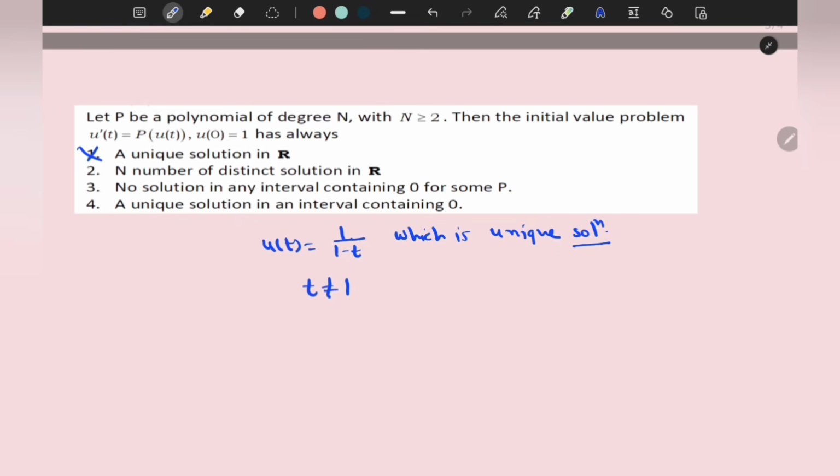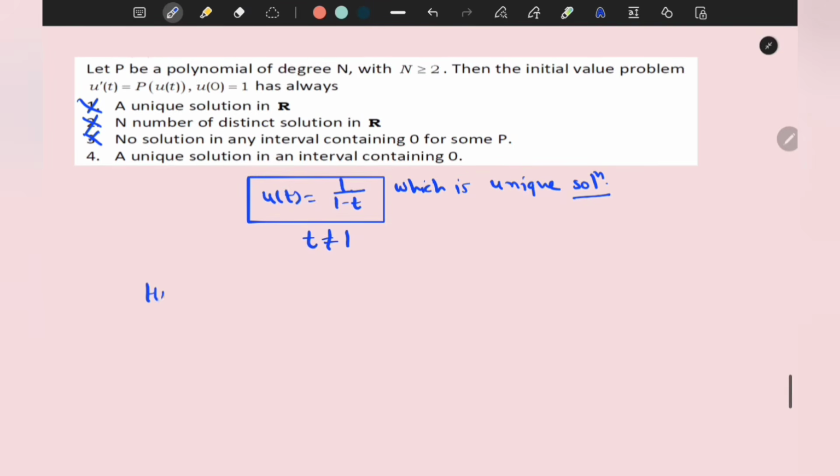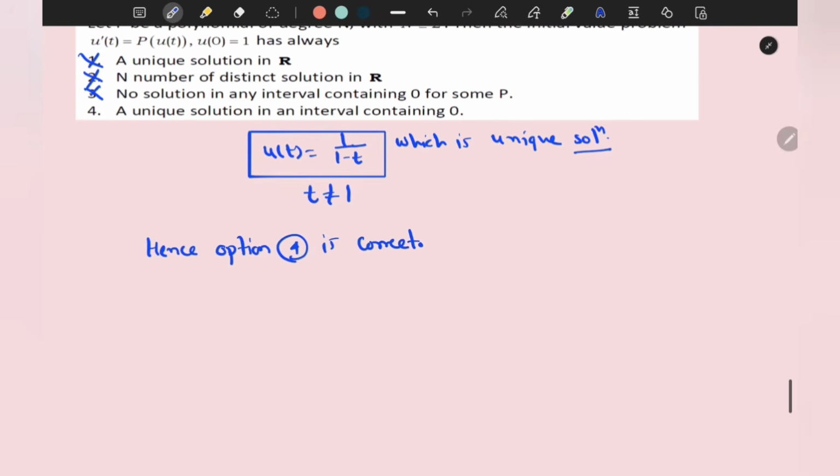N number of distinct solutions? No, there is only one solution. No solution in any interval containing 0? There is indeed a solution, which is u(t) = 1 upon 1 minus t. So there exists a solution, so option 3 will not be correct. Hence option 4 is correct, and the proof that option 4 is correct we have provided earlier.